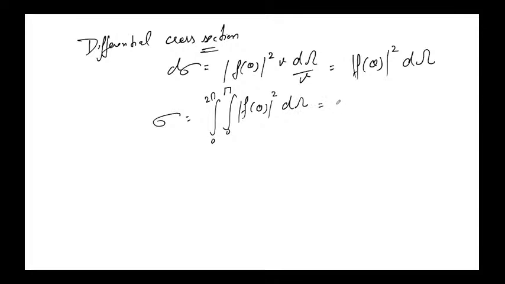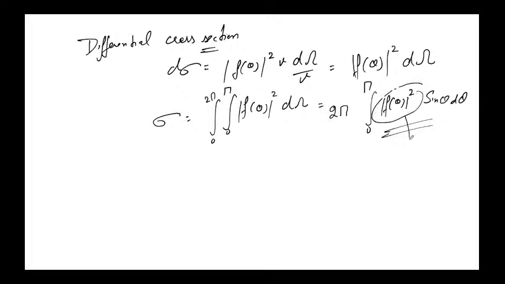Since this is a spherical scattered wave, it can move over angles from 0 to 360 degrees. So we can write the integration of phi from 0 to 2 pi as 2 pi sine theta d theta, and this equation becomes the integral of |f(theta)|^2 sine theta d theta. So once we find the value of this scattering amplitude f(theta), from that we can calculate the value of the total cross section.